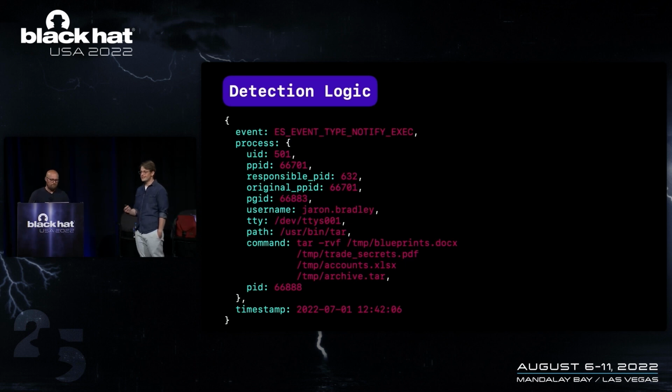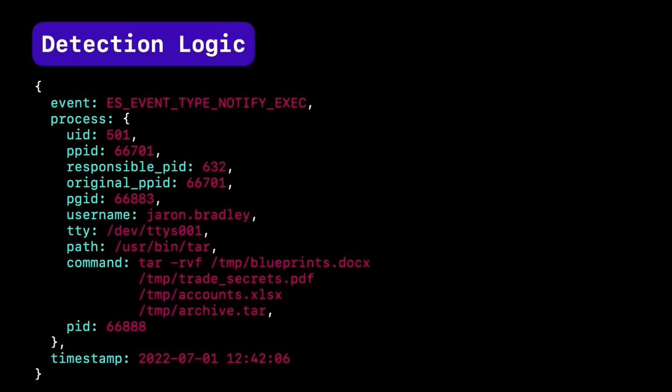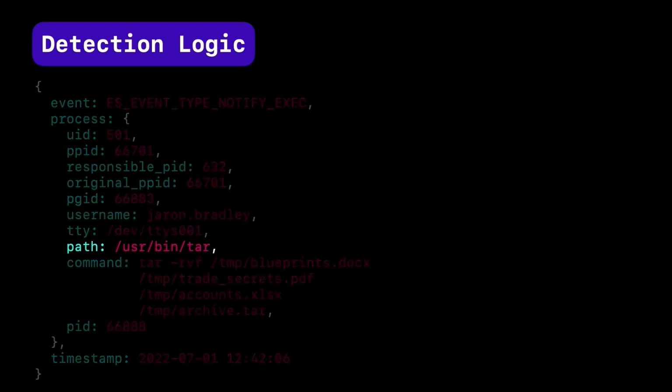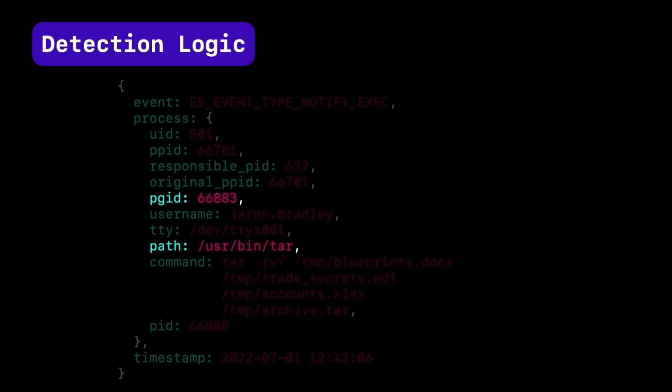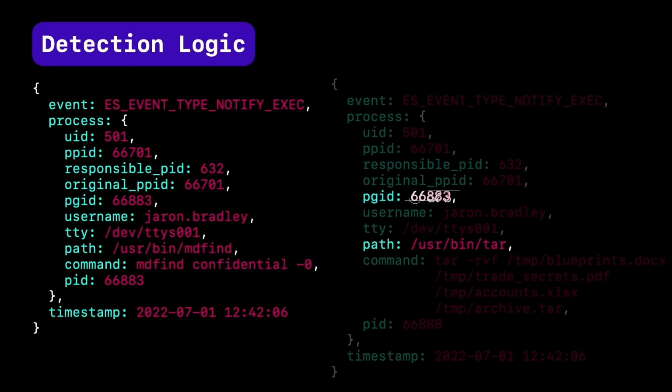So in order to detect this happening, what we would look for is the execution of one of the built-in archive tools. In this example, it's tar. Then the next question is, what is the process group ID of this tar execution? In this case, following this process group ID would lead us naturally to mdfind.